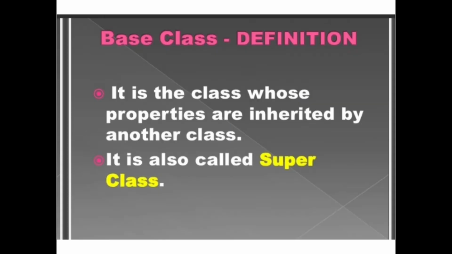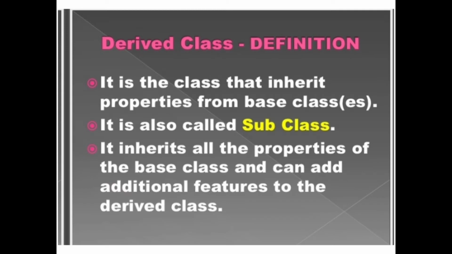In the diagram I am showing the inheritance. The base class is also called the superclass. Some properties of this class can be used in another class, which is called the subclass or derived class. So base class definition: it is the class whose properties are inherited by another class. It is called the superclass. Derived class definition: it is the class that inherits properties from the base class. It is also called the subclass. It inherits all the properties of the base class and can add additional features to the derived class.